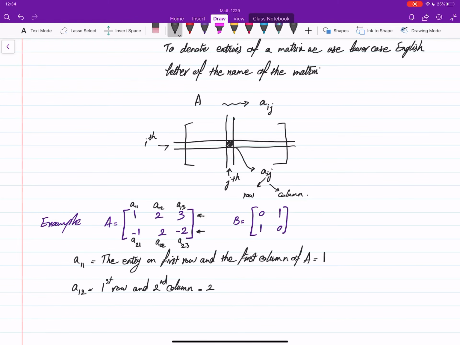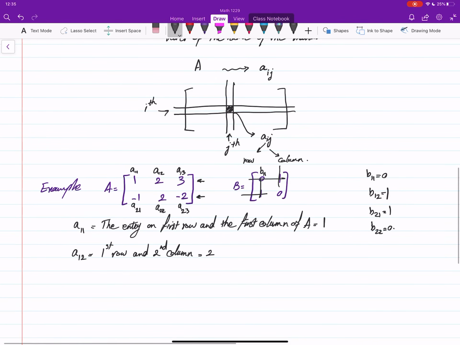And here for B, b_11 is 0. So let me write it here. b_11 is 0. b_12, the first row, second column, is 1. b_21, second row, first column, is 1, and b_22 is 0.